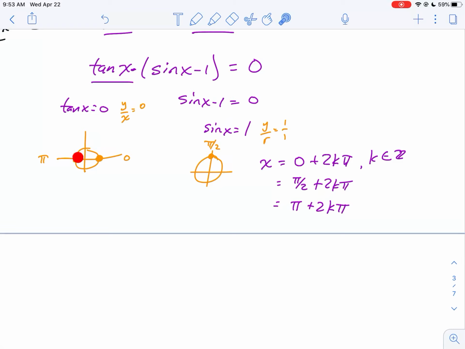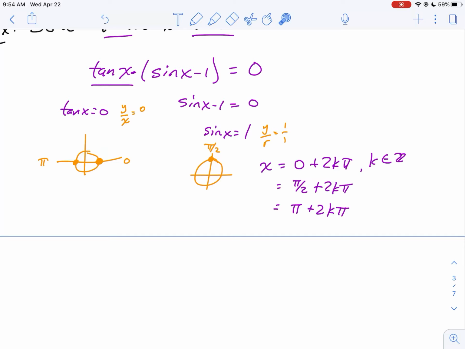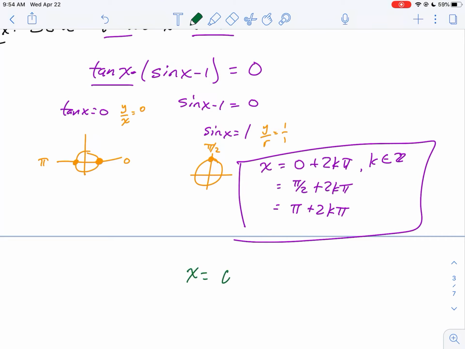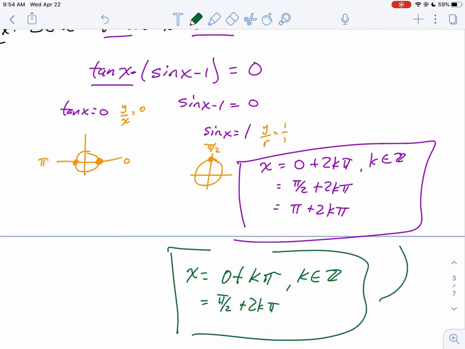Now, you may notice that these are only a pi apart. So if I add pi, I get this solution. Add pi, I get this solution. So an alternative answer, though this answer is perfectly fine, is to say that x equals 0 plus k pi, and x is equal to pi over 2 plus 2k pi. This is equivalent to that. Okay?